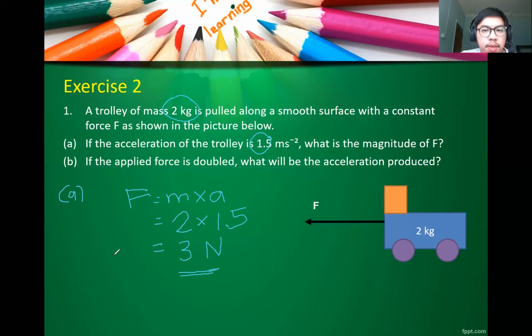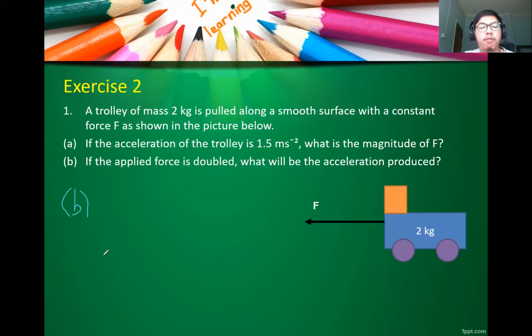And then for B, if the applied force is double, what will be the acceleration produced? So the formula, again, we have to use the same formula. And this time it's asking if you double the force, what is the acceleration? So the force that we calculated before is 3 Newton. That means if you double 3 Newton, that is 6 Newton. So let's say the force is now double, 6 Newton. The mass stays the same because it's still the same trolley. And we want to find the acceleration this time.